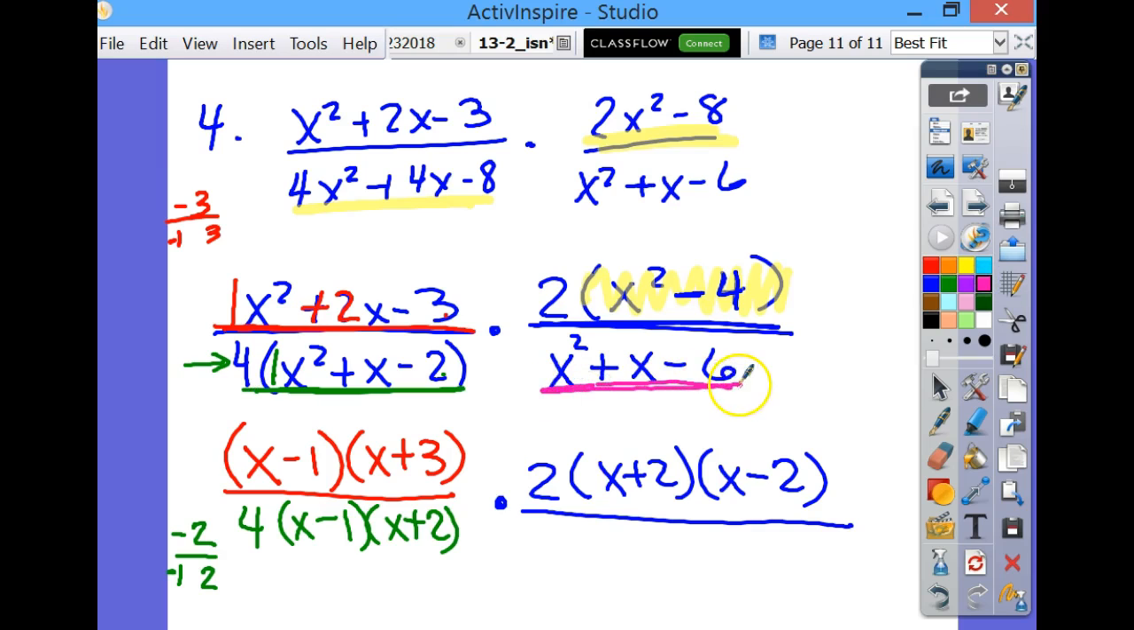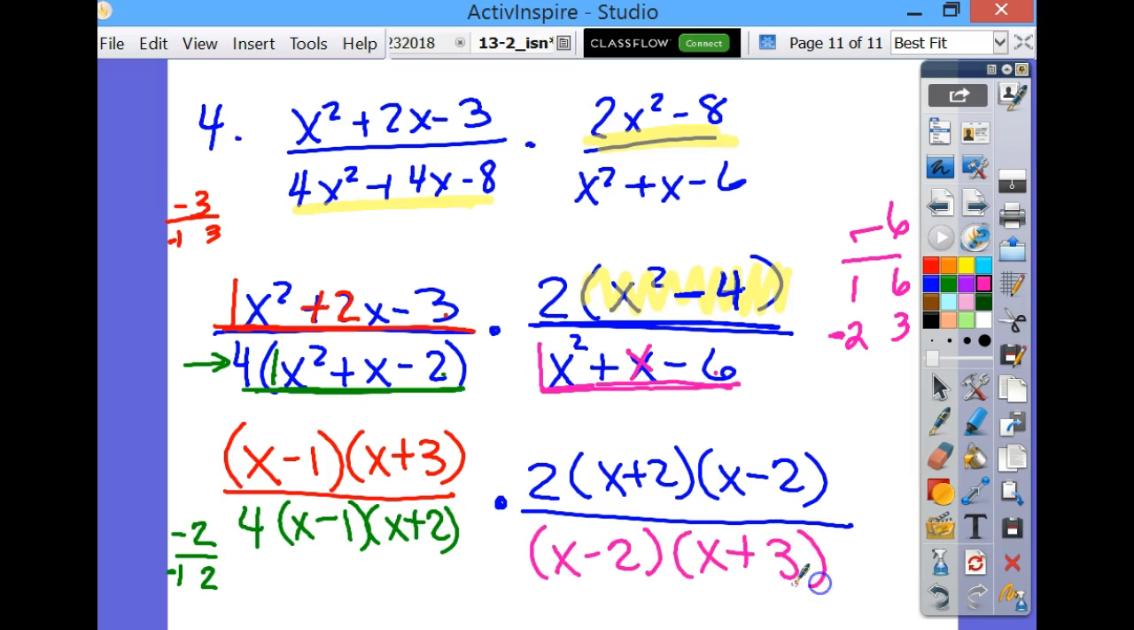This term right here, multiply the first number times the last number and you get a -6. Factors of 6 are 1 and 6, and 2 and 3. If you put the signs in like that, it adds up to the x. So this factors into x minus 2, x plus 3. Now it's all factored. This part right here is all the factors.